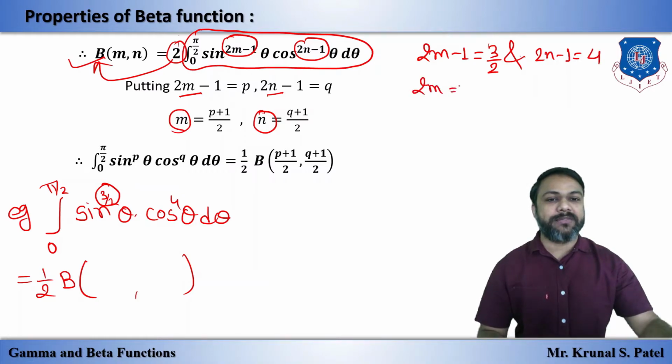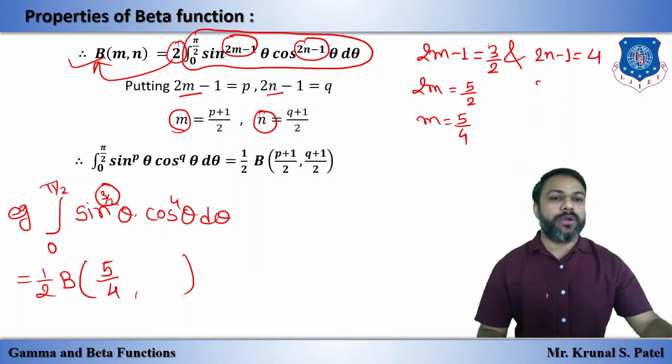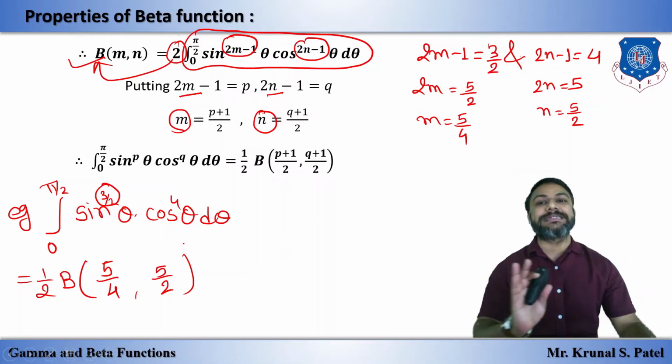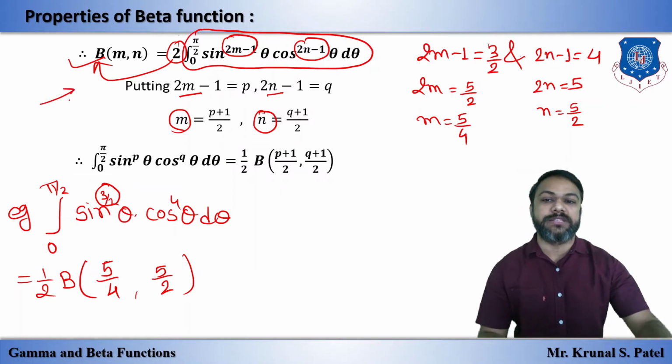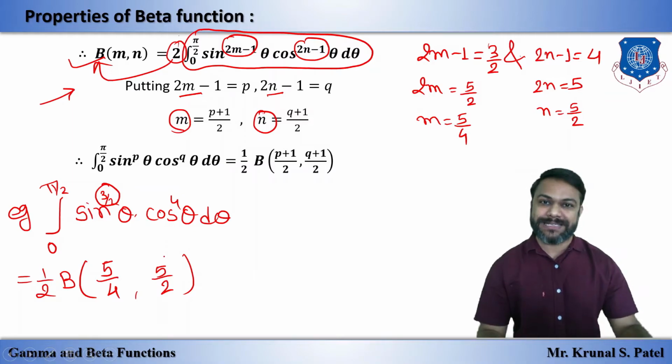So 2m is equal to 3 by 2 plus 1, which is 5 by 2. The 2 is in multiplication, so if we take it to the right side, we have m is equal to 5 by 4. So we have beta of 5 by 4 comma n. Then 2n is equal to 5, so n is equal to 5 by 2. This is our final answer. This is the concept of how we use this trigonometric form of the beta function, most important in each and every example.